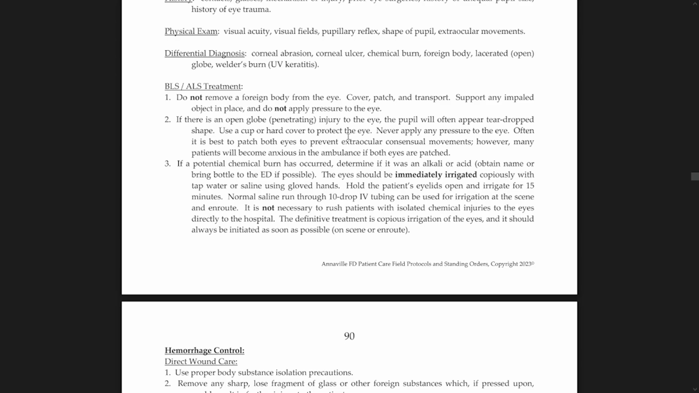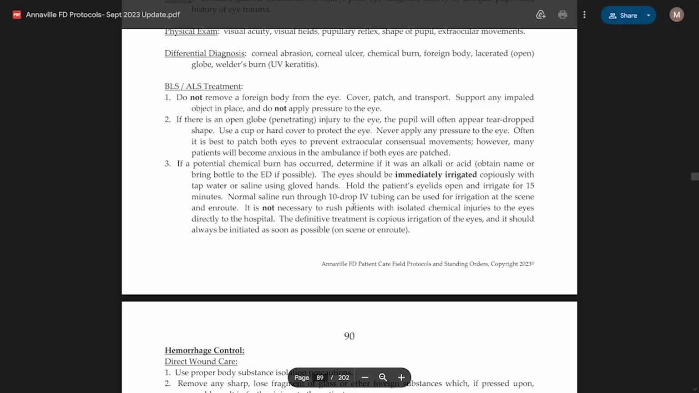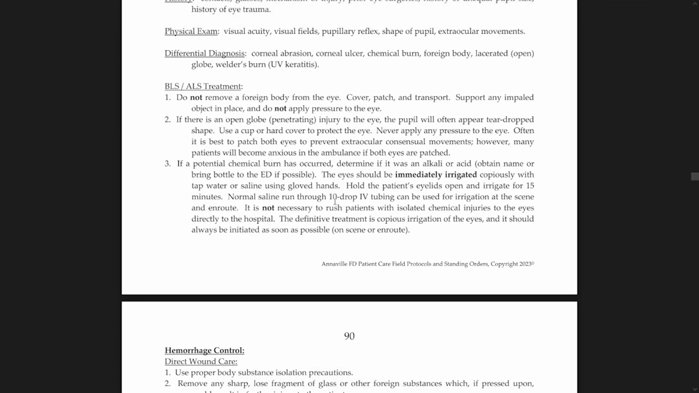If a potential chemical burn has occurred, determine if it was an alkali or acid. You can get the name and bring the bottle to the ED if possible. The eye should be immediately irrigated copiously with tap water or saline using gloved hands. Hold the patient's eyelid open and irrigate for 15 minutes.